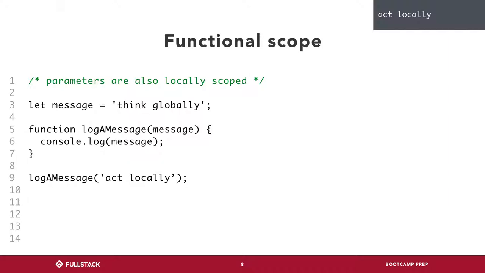After, outside the function, it doesn't assign globally to message. Exactly. It's just for calling that function. It's just locally scoped within the function. And for your function at the bottom, if you just left the parentheses blank, it would be defined by the let message up top, right? So then it would be think globally.